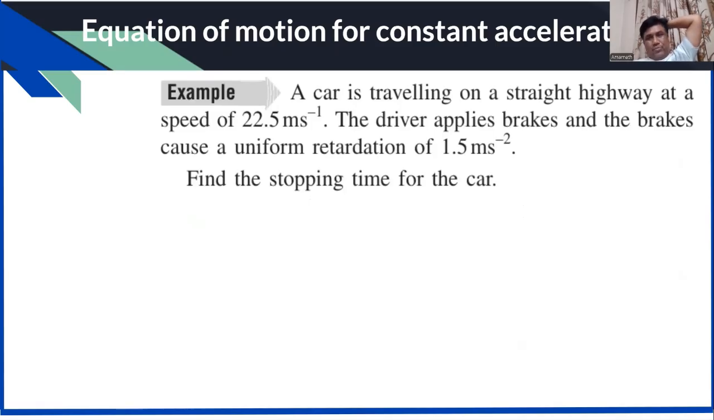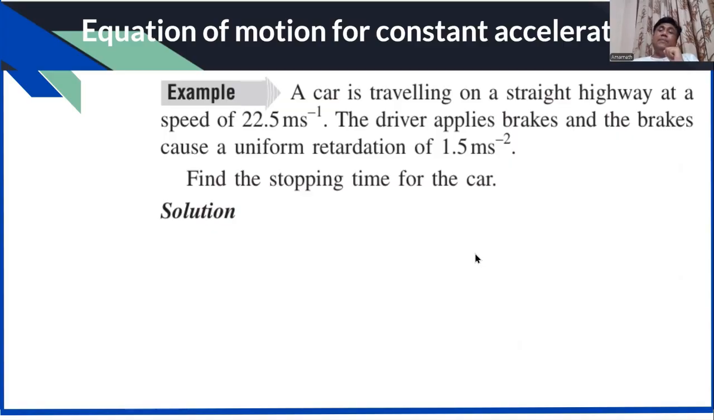So please try to solve this question. Let us practice some questions and then nothing else. A car is traveling on a straight highway at speed 22 meters per second, means initial speed is 22 meters per second. The driver applies brake and causes uniform retardation, means acceleration, which is negative, minus 1.5. Find the stopping time, means final velocity 0.